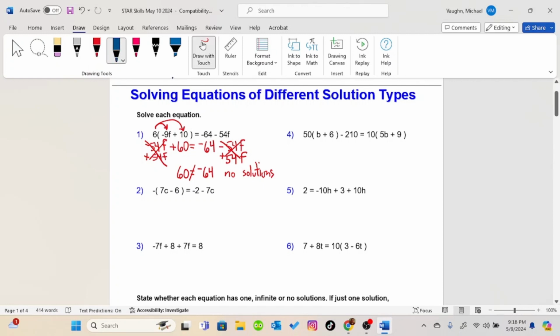Number 4. We're going to use the distributive property on both sides. So 50 times b is 50b, and 50 times 6 is 300. 10 times 5b is 50b, and 10 times 9 is 90.